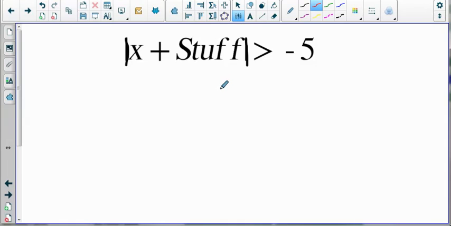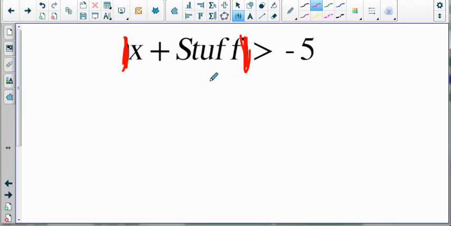You have to ask yourself this first question before you start anything else when solving absolute value inequalities. The first question is: is everything inside of the absolute value symbols on the left side of the inequality? Because you have to get everything inside of the absolute value symbols in order to do this. In this case, the answer is yes.